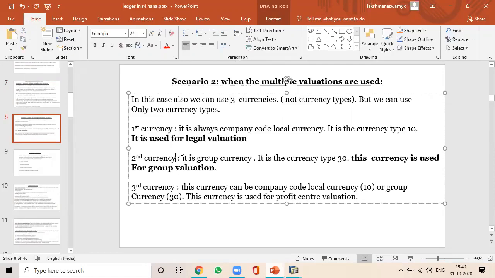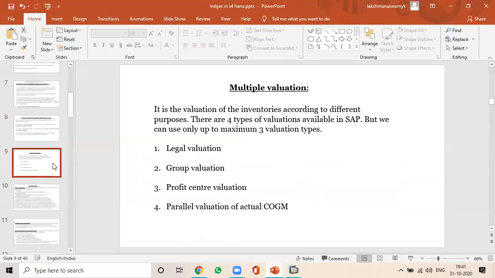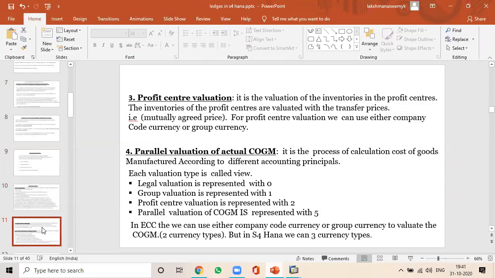Then second currency, it is group currency. It is the currency type 30. This currency is used for group valuation. Third currency, this currency can be either company code currency or group currency. Third currency you can use, but that third currency should be either first currency or second currency. That means company code currency or group currency. It cannot be other than these two currencies. This currency is used for profit center valuation. And these multiple valuations I explained you already.